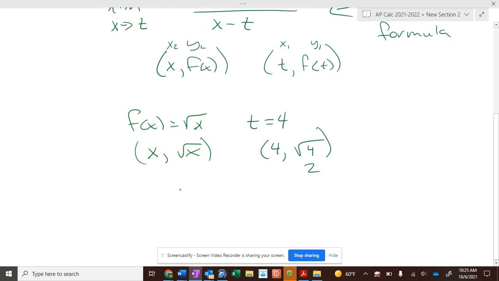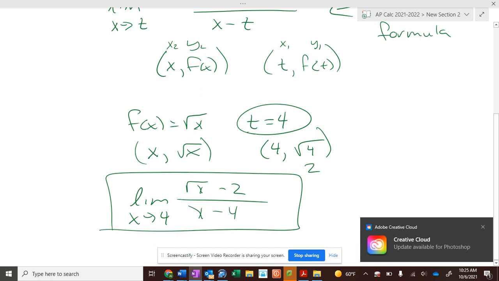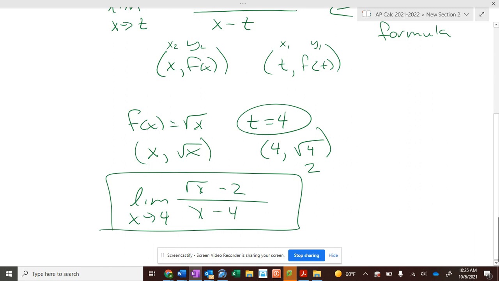So if we do the slope formula, y2 minus y1, square root of x minus 2 over x minus 4, and we take the limit as x approaches 4 for that, because that's what t is, x approaches t, that would be the function that we're looking for, okay? So it's the slope formula. All right, let's take another example.